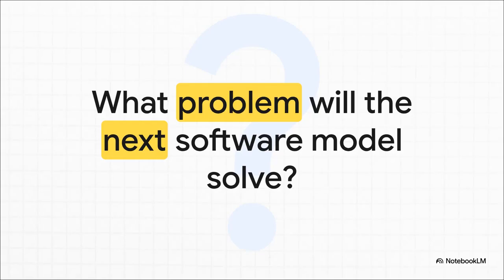So, from the rigid, straight lines of Waterfall to the fast, flexible cycles of Agile, the way we create software has constantly changed to meet new challenges. And that really leaves us with one big question to think about. As technology just keeps getting more and more complex, what new problems are we going to face, and what will the next revolutionary model for building software even look like?